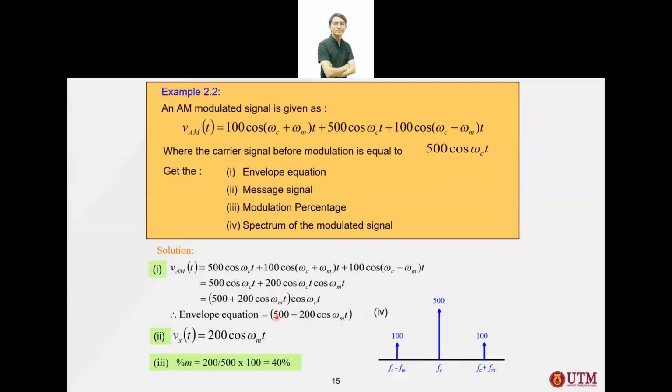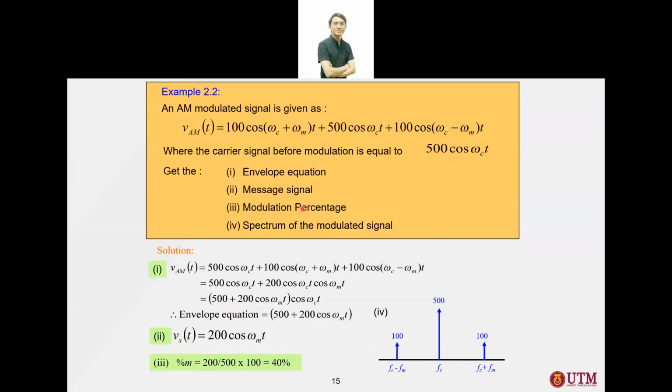EC is the amplitude of the carrier, 500. Where the carrier signal before modulation is equal to this one. So this is your envelope equation. After that, message signal. Since this is EM and this one is VM, directly this one is your message signal, VM.